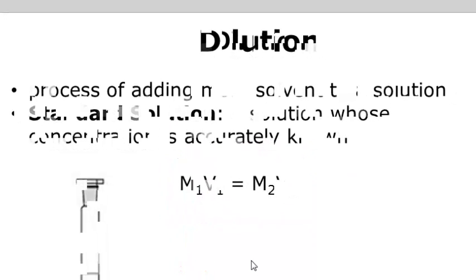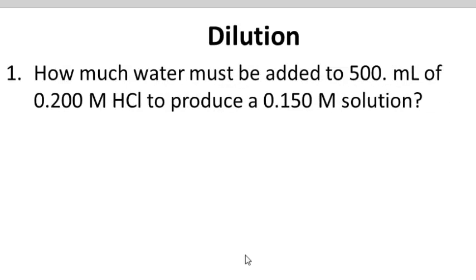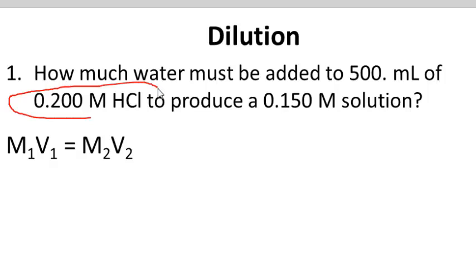So let's do one of these problems. So a dilution problem, here we go. How much water must be added to 500 milliliters of 0.2 molar hydrochloric acid to produce a 0.15 molar solution? So we're going to use the formula we just mentioned, M1V1 equals M2V2. So first you want to look at the initial molarity and the initial volume. So if you read the problem closely, we'll see initially we have this molarity. So our first molarity is 0.2, and we actually initially have 500 milliliters. So that would be our M1 and our V1. And finally, we're trying to get to a 0.15 molar solution, so this will be our M2, our second molarity.